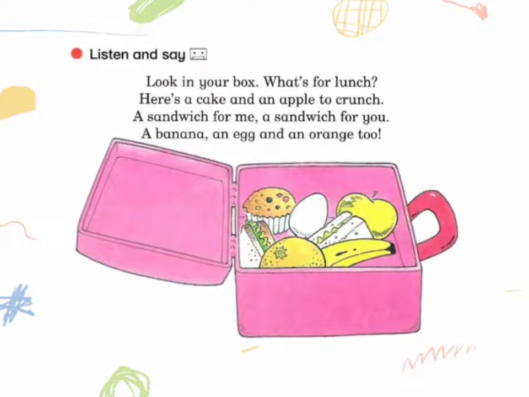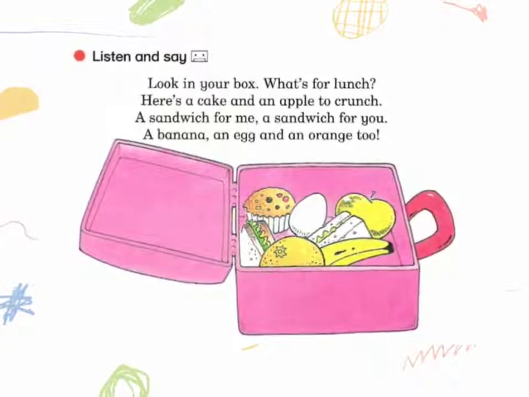Look in your box. What's for lunch? Here's a cake and an apple to crunch. A sandwich for me, a sandwich for you. A banana, an egg and an orange too.